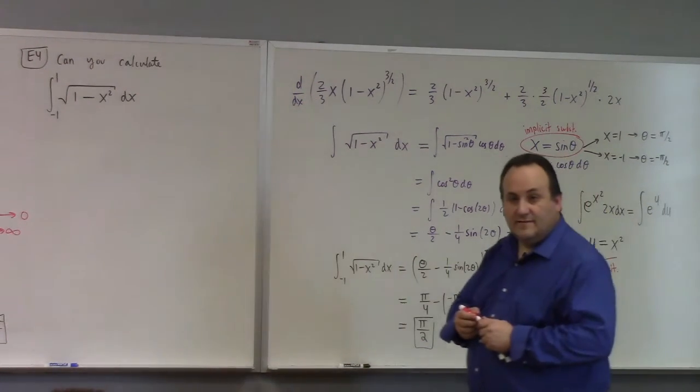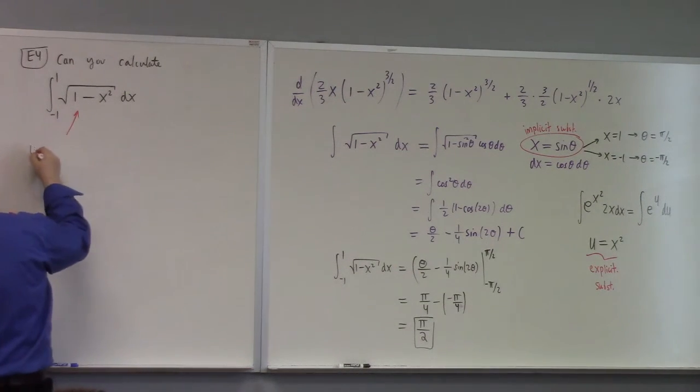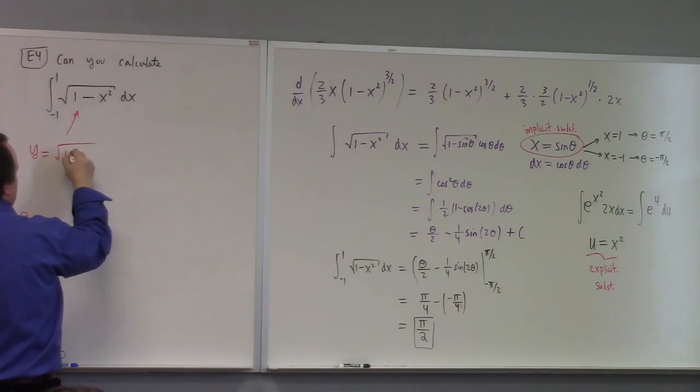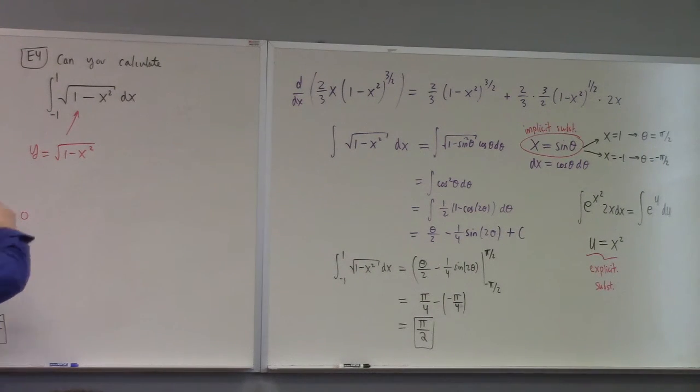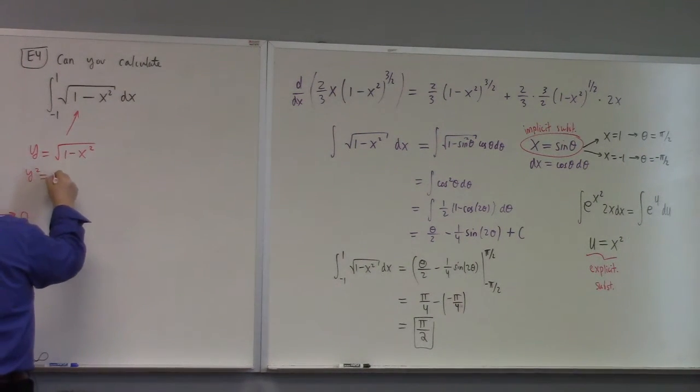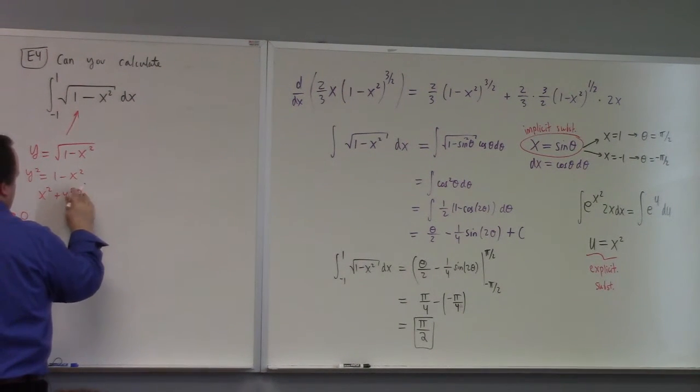What's that? A circle. Right. And see, this is y is equal to the square root of 1 minus x squared, right? That's the integrand. So if we square that, we get y squared is 1 minus x squared, also known as x squared plus y squared equals 1, right?